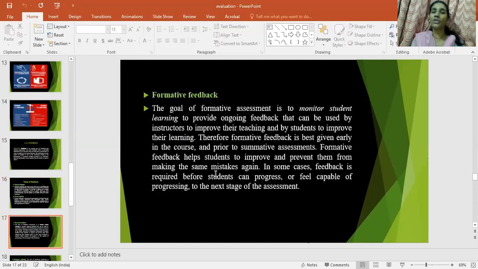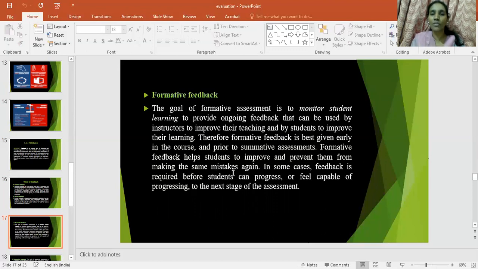Next one is formative feedback. Formative feedback means, as I have discussed in the types of evaluation, that is the second point, formative evaluation. It means in between only we are going to evaluate the students. So here also formative feedback means the same thing. In between only you are going to monitor your students, and the students are also monitoring themselves.